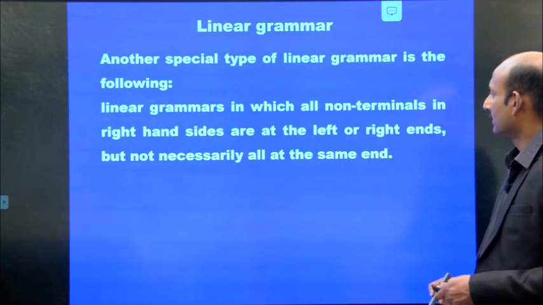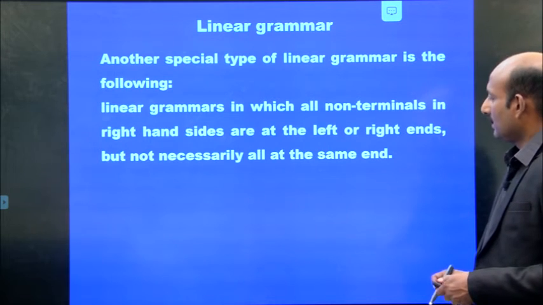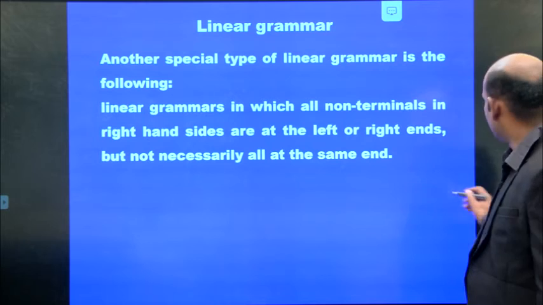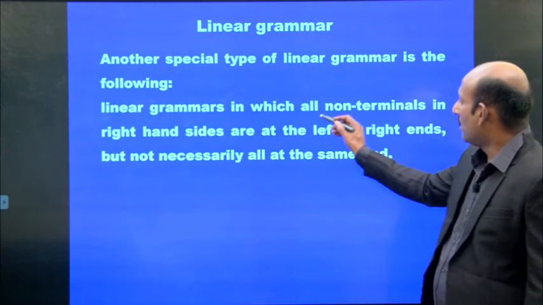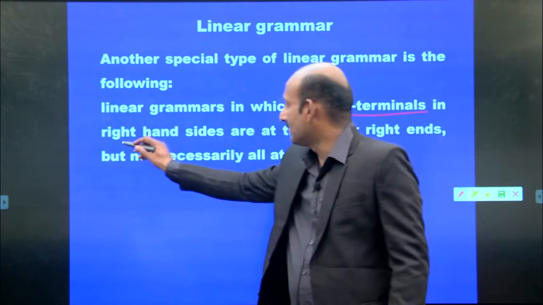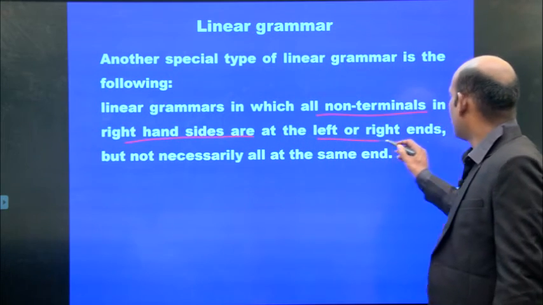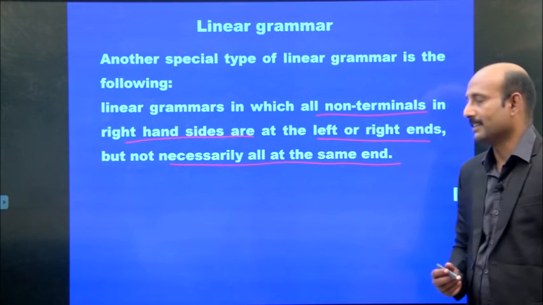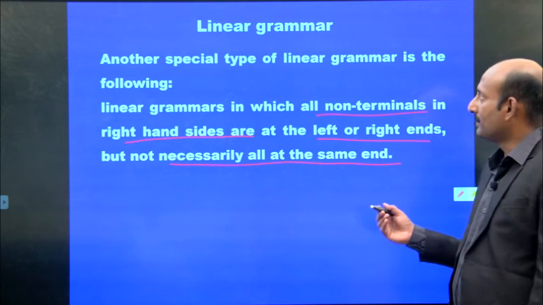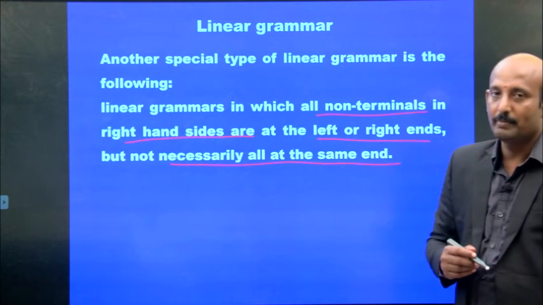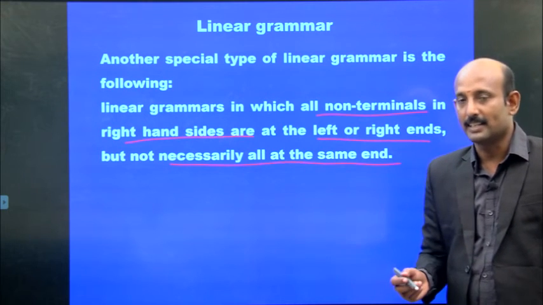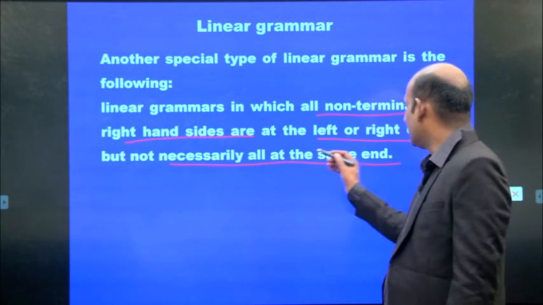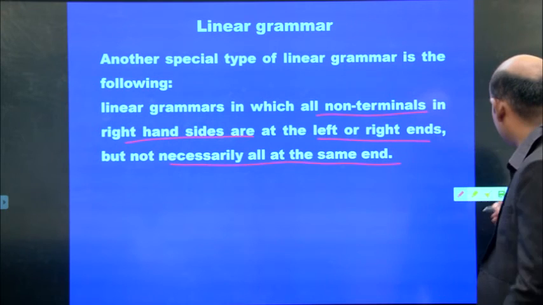Suppose there is another condition also. That is another special type of linear grammar, in which all non-terminals in the right hand side are at the left or right ends, but not necessarily all at the same end. So in this type of grammar, it need not be only on the left hand side or only on the right hand side. Either left or right ends, but not necessarily all at the same end.